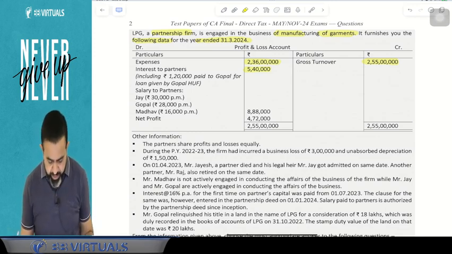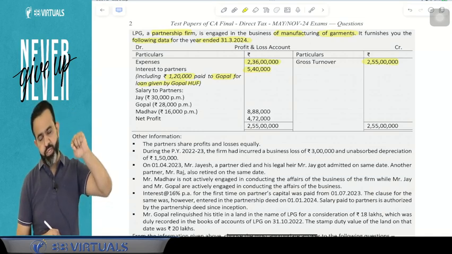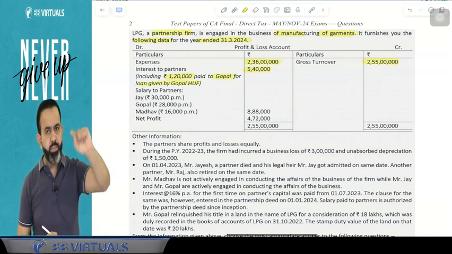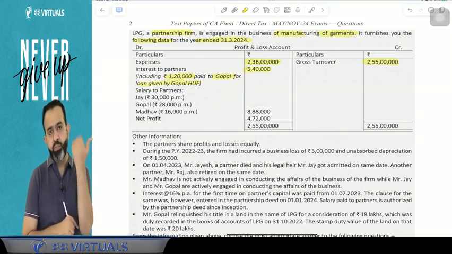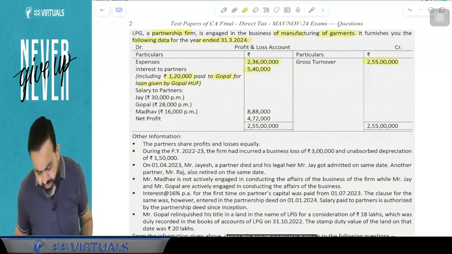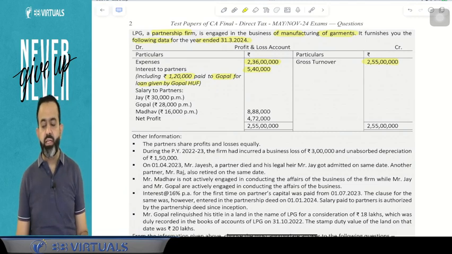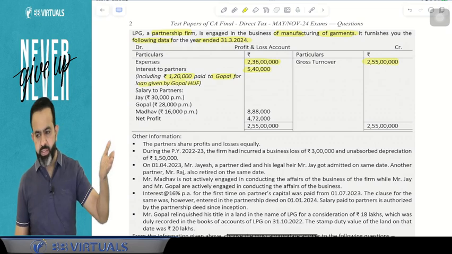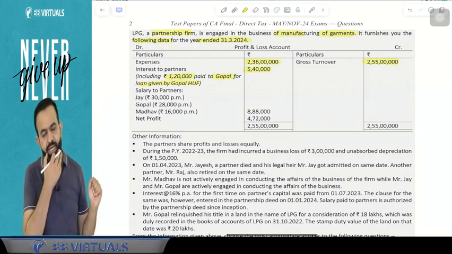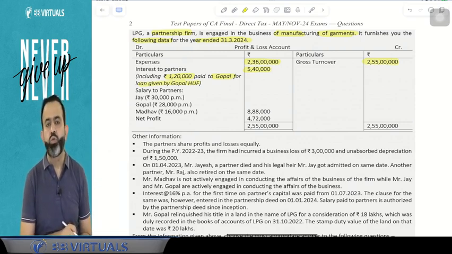But here they have mentioned one line: including 1 lakh 20,000 paid to Mr. Gopal for the loan given by the Gopal HUF. Here interest is given to Gopal, but the loan is given by Gopal HUF, and 1,20,000 interest is paid on that loan. If Gopal is a partner in individual capacity and he receives interest in representative capacity, then the total interest is allowed to the partnership firm.